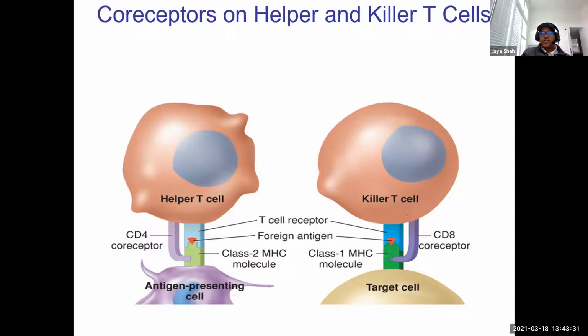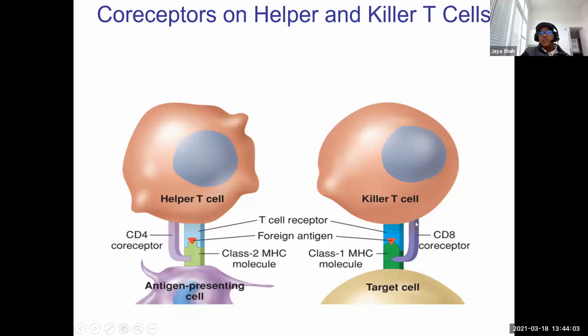Target cells means cells which are infected, like our epithelial cells. If it is COVID, then our alveolar cells. Do you know the alveoli has a wall of simple squamous cells? That cell will have this class 1 major histocompatibility molecule. And through this one, with the help of helper T cell, killer cell will recognize that antigen.